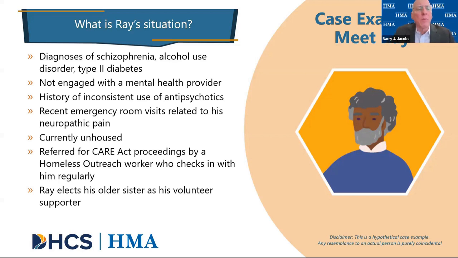So he has been meeting regularly with a homeless outreach worker who has been concerned about him, thought he would be a good candidate for the CARE Act services, and has referred him for CARE Act proceedings. And as part of those proceedings, it's understood that Ray has the ability to choose a volunteer supporter to help facilitate the communication of his wishes. And for that volunteer supporter role, he's chosen his older sister. Next slide, please.